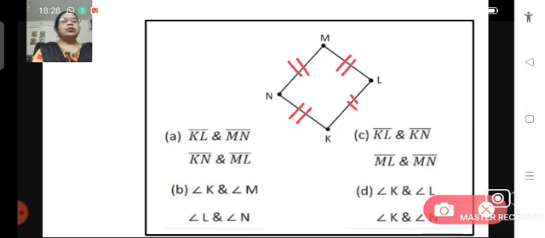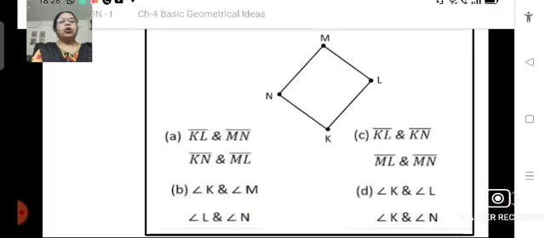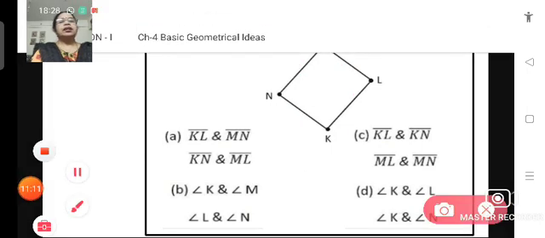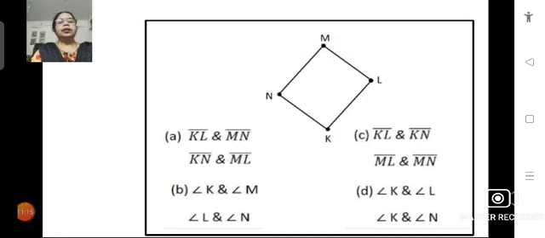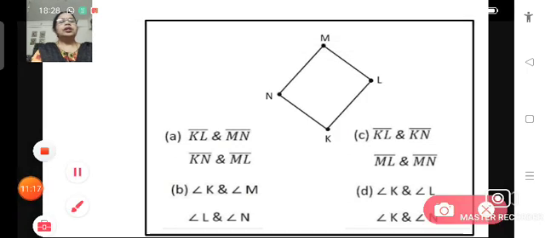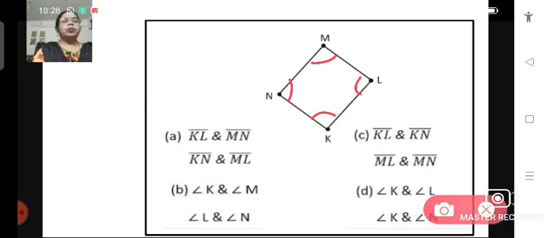Then we have to tell about the opposite angles. So what are the opposite angles? Let us see the figure. So the opposite angles are angle K and angle M, and angle N and angle L. These are the opposite angles.